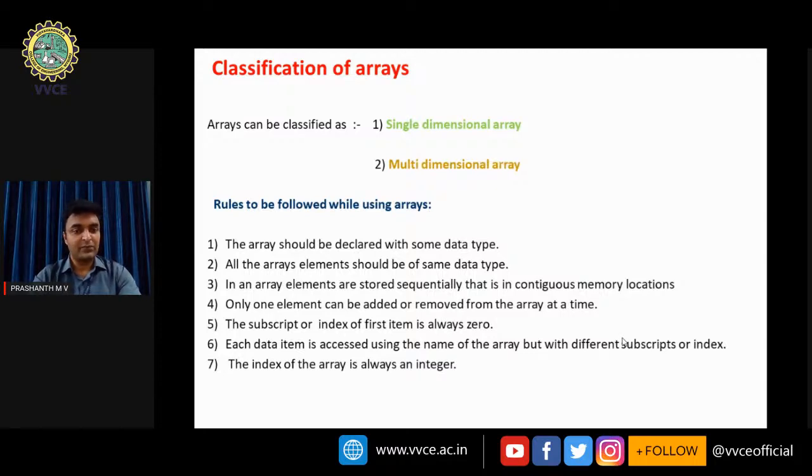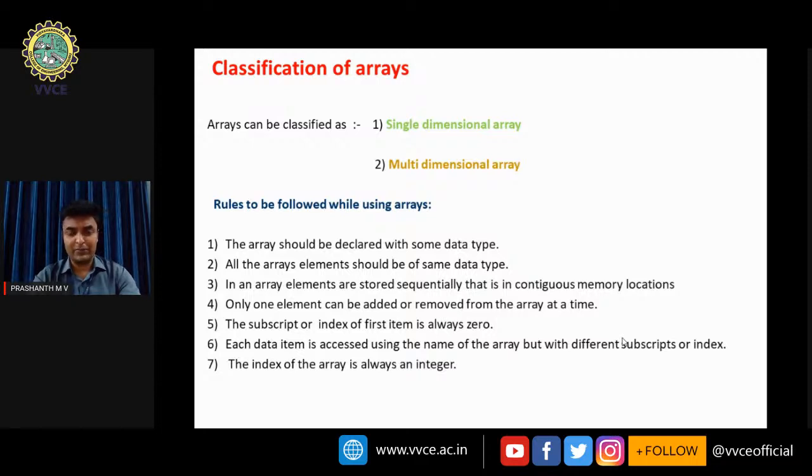Then come to the second condition: all the array elements should be of the same data type. That means, as I told already, the array itself is of one data type. Once I declare the array as float, whatever values are stored in the array should be floating point data, that is, fractions. We can't mix them. I can't use an integer value.